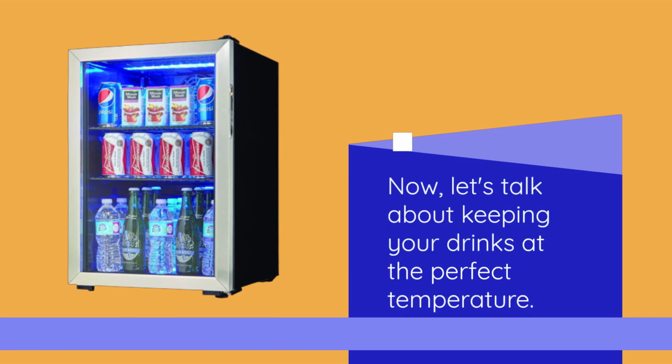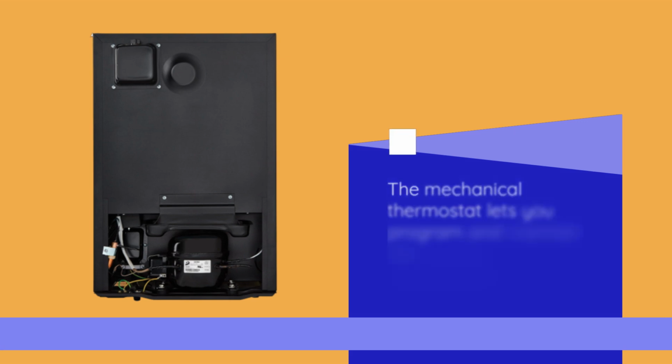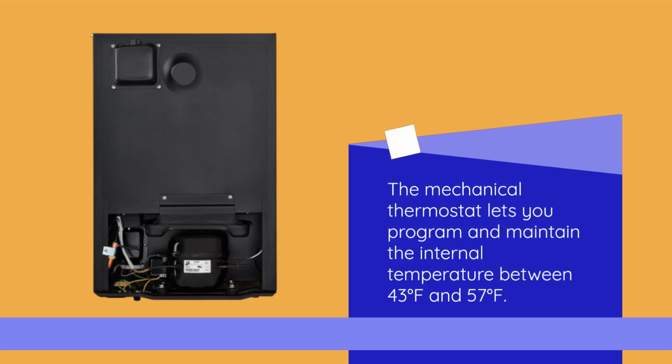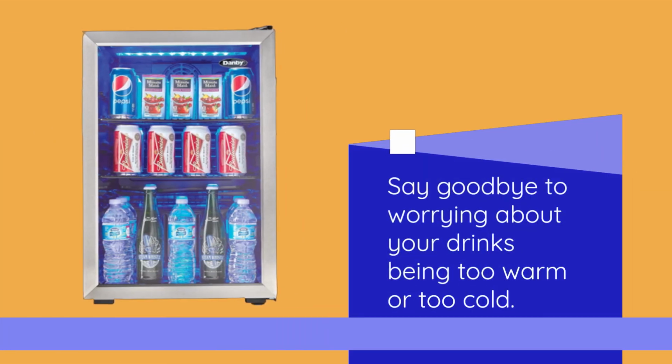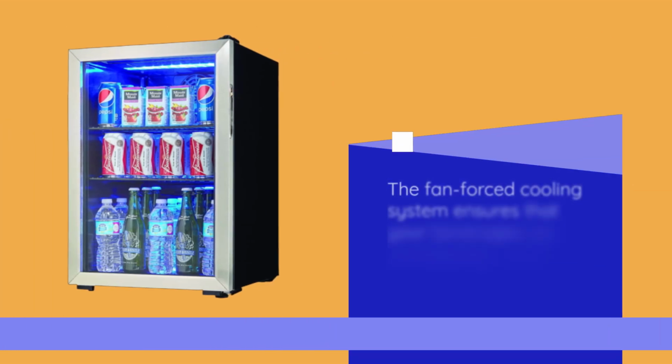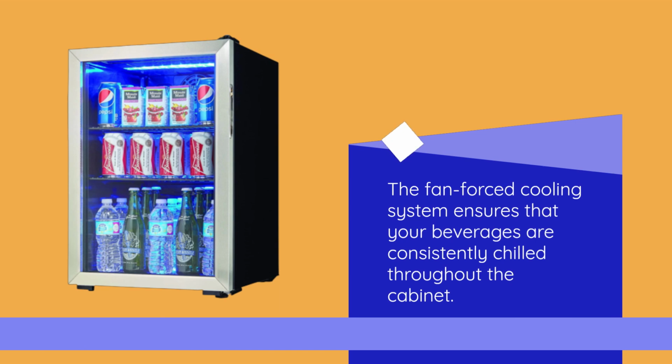Now, let's talk about keeping your drinks at the perfect temperature. The mechanical thermostat lets you program and maintain the internal temperature between 43 degrees Fahrenheit and 57 degrees Fahrenheit. Say goodbye to worrying about your drinks being too warm or too cold. The fan-forced cooling system ensures that your beverages are consistently chilled throughout the cabinet.